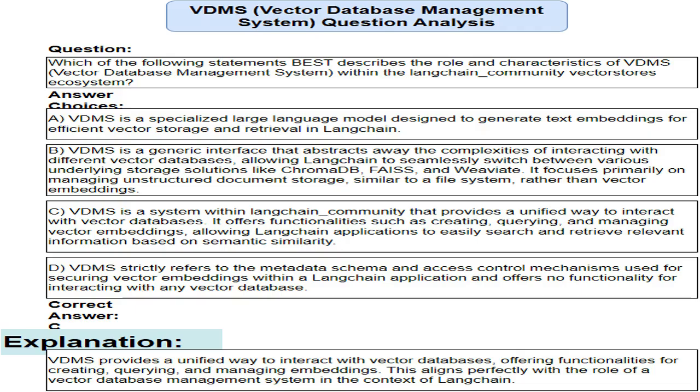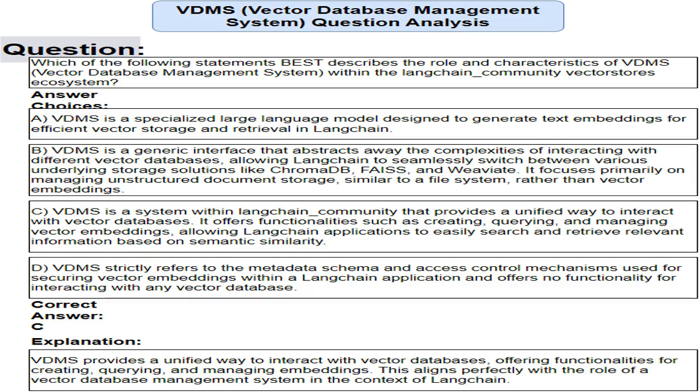Let's zoom in on the idea of explanation. The goal here is to clarify the best answer, C, by discussing the problem's underlying context and walking through each answer choice. It's like providing a guided tour through the problem-solving process. Now, here's the core question itself. It asks which statement best describes the role and characteristics of a vector database management system within the LangChain ecosystem. This is key. We need to find the best description, not just a correct one.